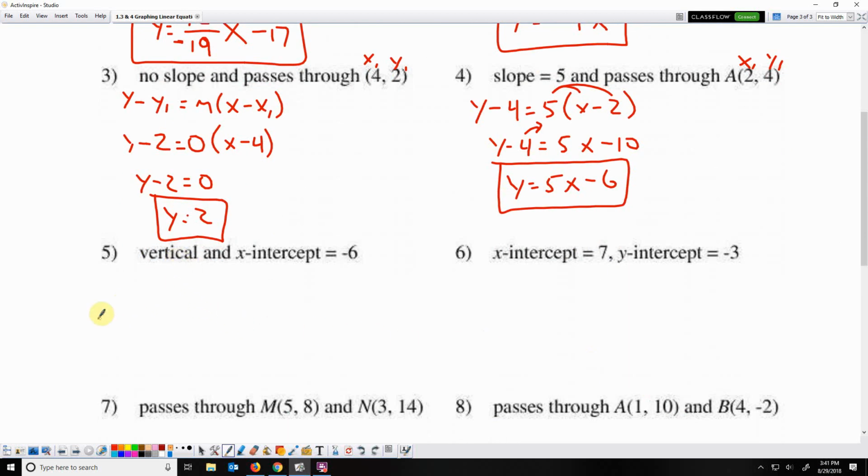Okay, a vertical line. So vertical line with an x-intercept of negative 6. So that would be right about there. When you've got a vertical line, it's just an x equals. That's the equation, because all along this line, no matter what the y value is, the x value is always negative 6.